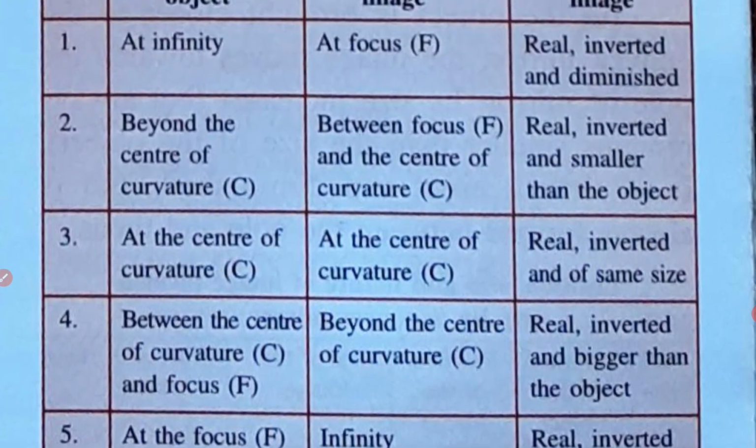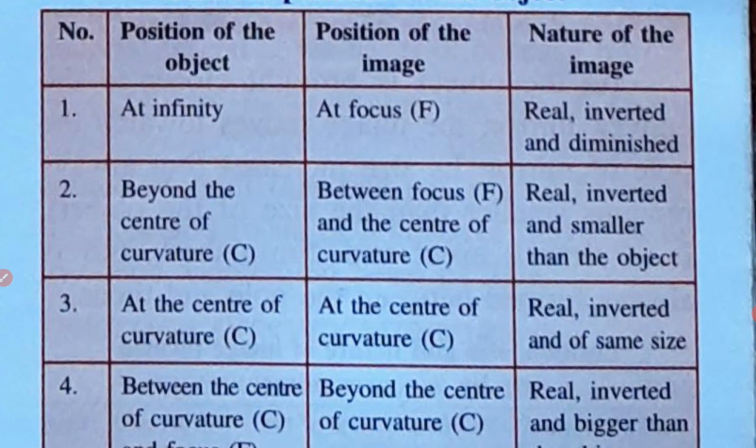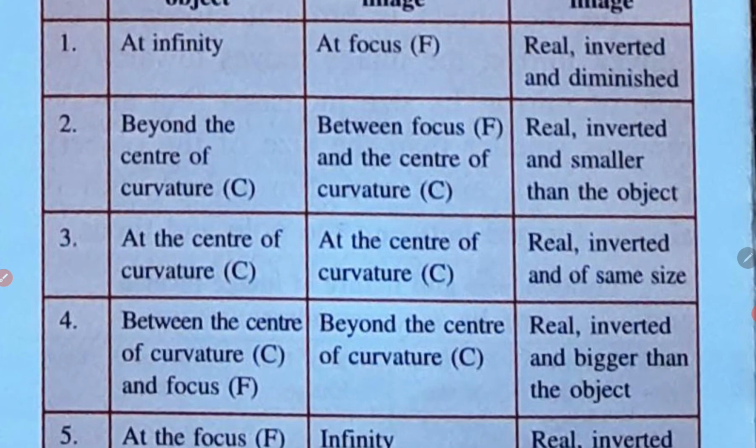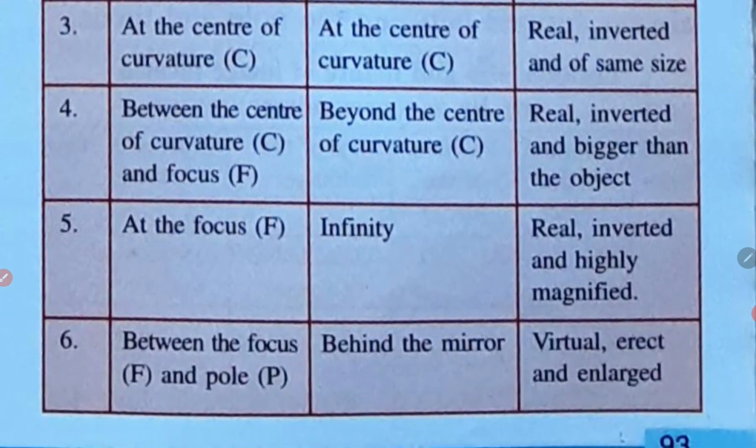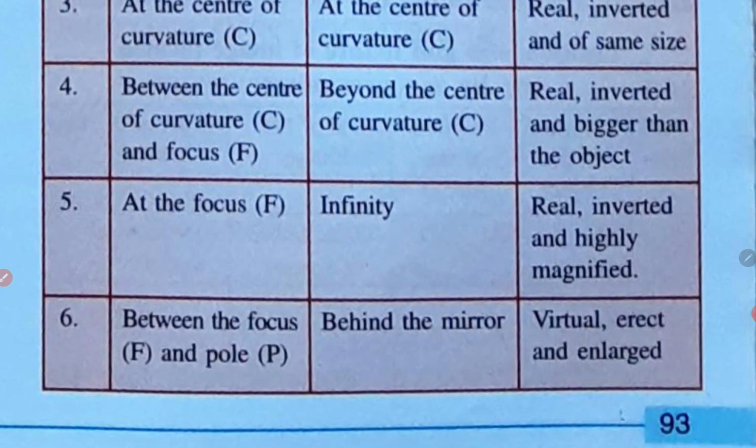As you can see here, as the object is going nearer to the mirror, the image is becoming a little bit bigger. It was diminished, it is now smaller, right? And then it is of same size, right. And number 4, between the center of curvature and the focus, the image is found beyond the center of curvature. It is real, inverted, and bigger than the object.